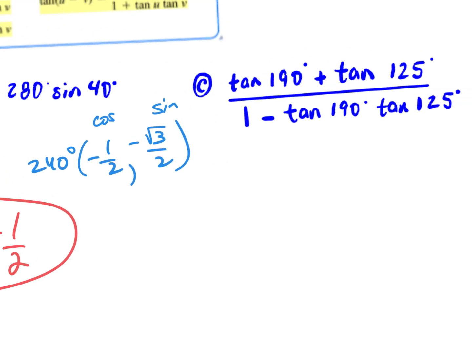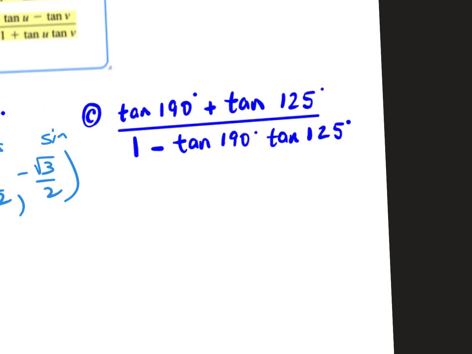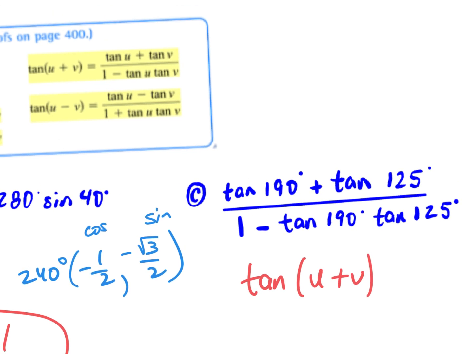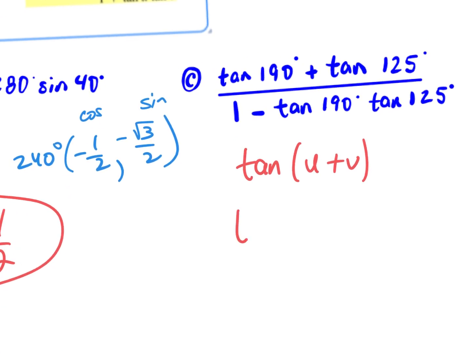All right, so the last one. Obviously, what trig function are we talking about? Tangent. So which tangent is it? U plus V. Make sure, guys, take a second to just make sure that you pick the right one. The one that has a plus sign in the numerator and a minus sign in the denominator. So you're adding these two angles together. So tangent of what's 190 plus 125?